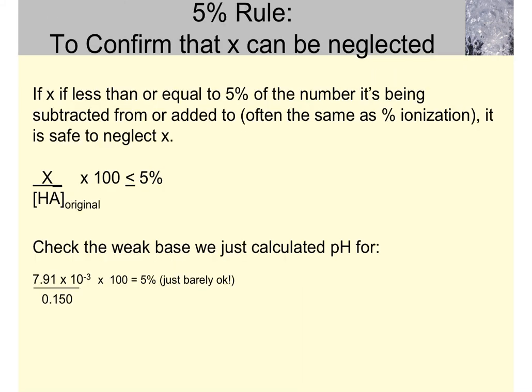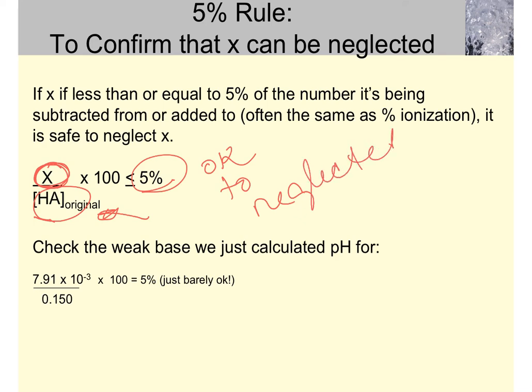All right, the 5% rule. How do you confirm whether or not it is okay to neglect X? Well, one of the things you can do is go ahead and neglect X and then solve for X, and see whether the X value you obtained by neglecting it, as a percentage of the original concentration of the weak acid or weak base, is less than or equal to 5%. If it is, it's okay to have neglected X.